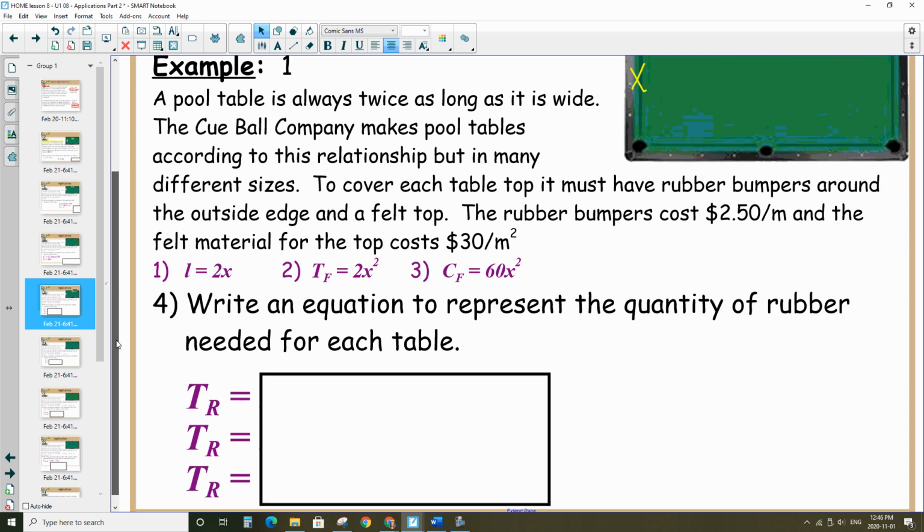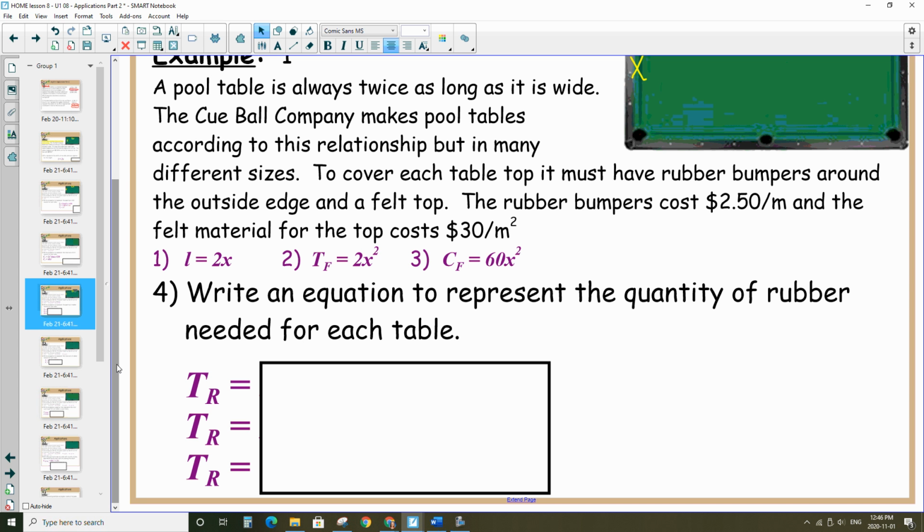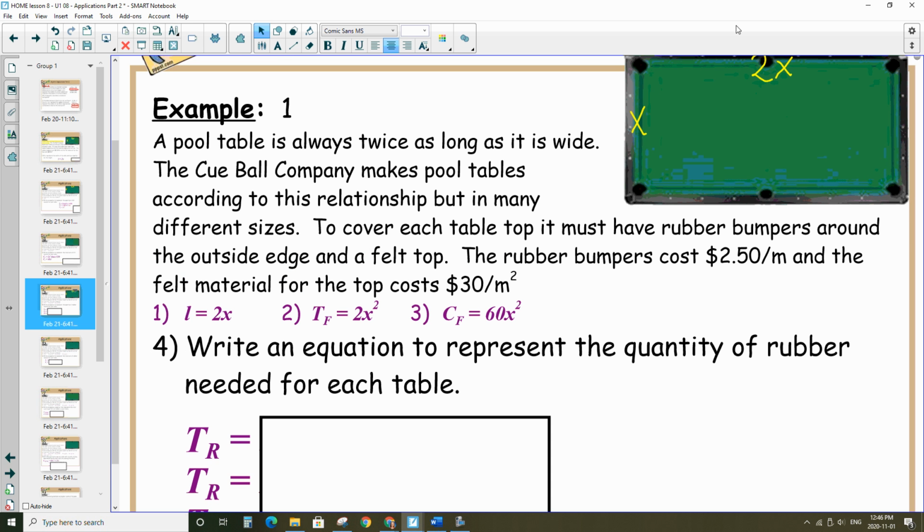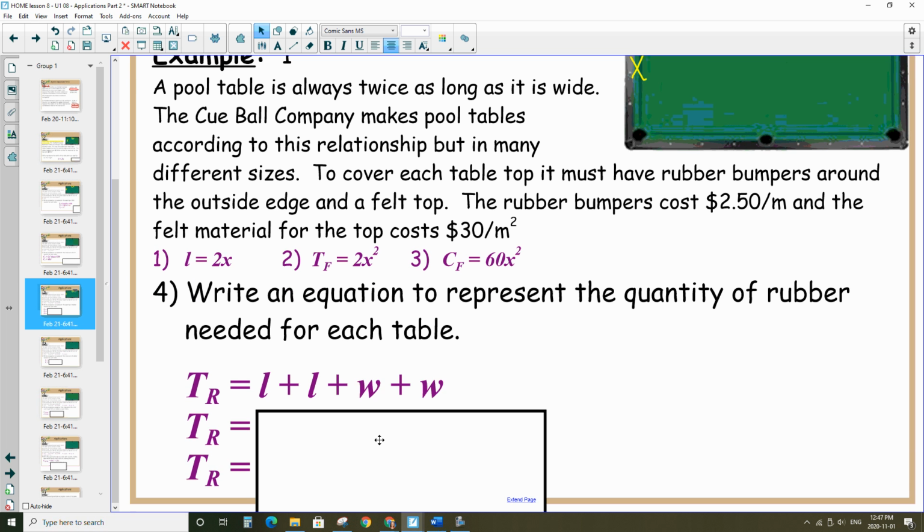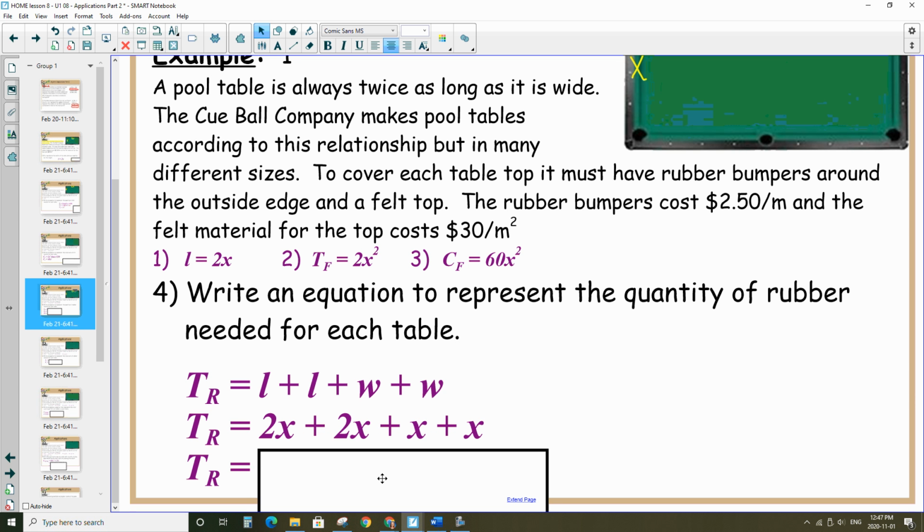Question 4, write an equation to represent the quantity of rubber needed for each table. So now we're talking about the perimeter going around the pool table. An algebraic expression for that would be x plus 2x plus x plus 2x, right? We're going all the way around and adding those 4 terms together: 2 lengths and 2 widths.